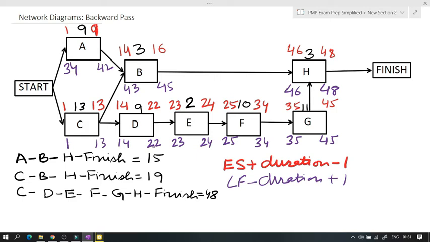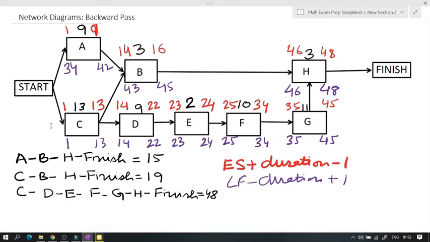Remember when I said that when you're doing the forward pass, you know that you've done it correctly because you end up with the number 48, which is equal to the critical path. When you're moving backwards, it becomes 1 because you end up with 1. Okay, so that is another way to check that you've done your backward pass correctly.